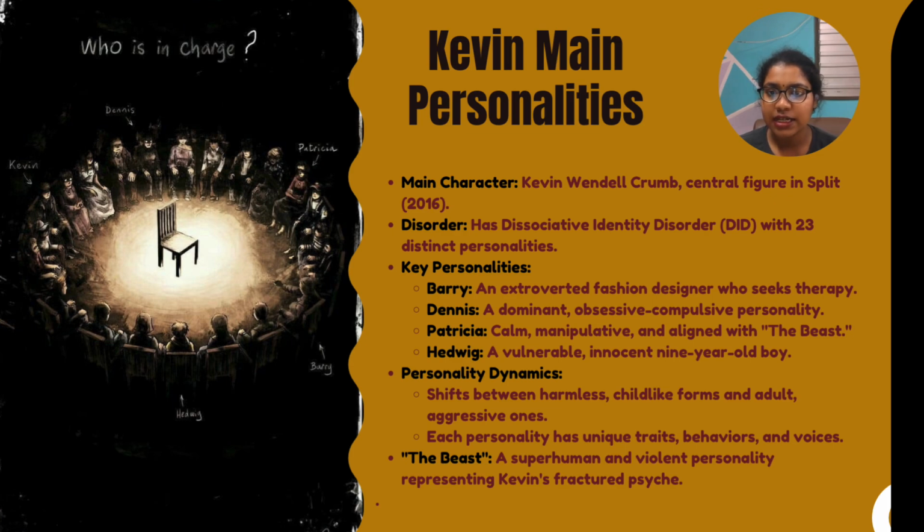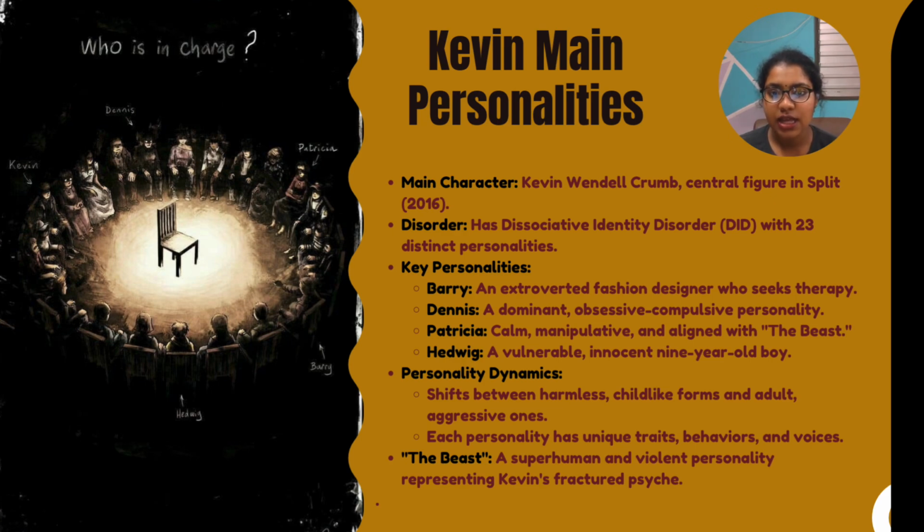So the first personality is Barry, an extroverted fashion designer who actively seeks therapy. Second, Dennis, a dominant obsessive-compulsive personality. Third, Patricia, a calm but manipulative figure who aligns with the Beast. And the last one is Hedwig, a vulnerable 9-year-old boy with innocence.